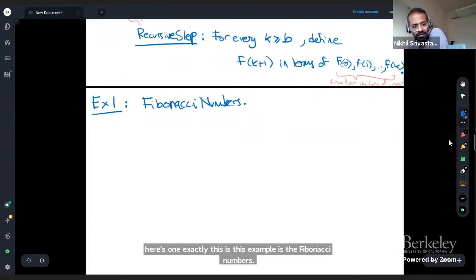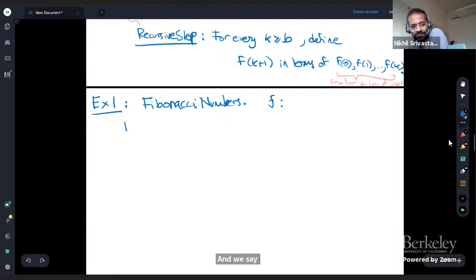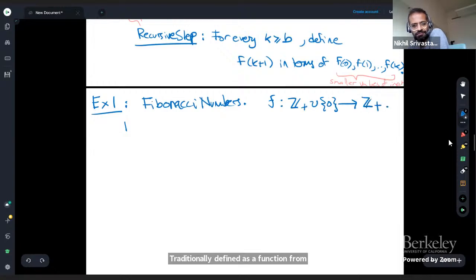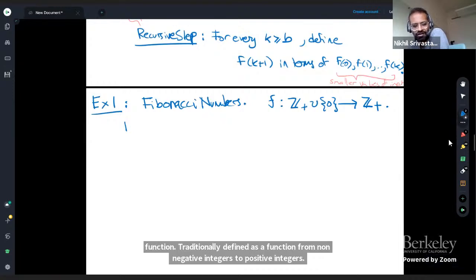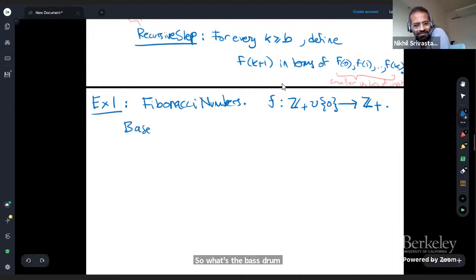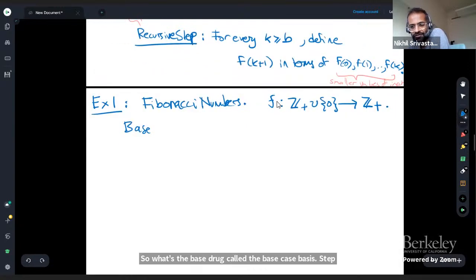So the Fibonacci numbers are a sequence. They're a function traditionally defined as a function from non-negative integers to positive integers. This union 0 is not a big deal. It's just there because conventionally this is how we define Fibonacci numbers. So what's the base? Did I call it the base case? Or basis step is what I called it. So let me continue to call it that.